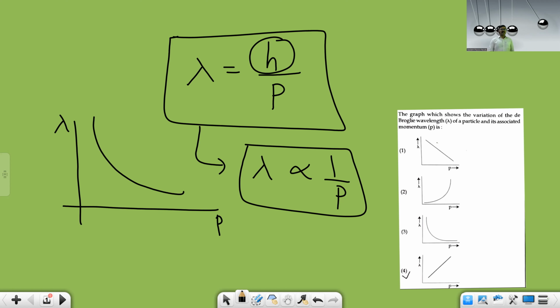This question came in 2022 NEET. In yesterday's paper, you got this. So lambda and p are inversely proportional to each other, so the shape of the graph is a rectangular hyperbola. So this is about de Broglie wavelength and momentum.